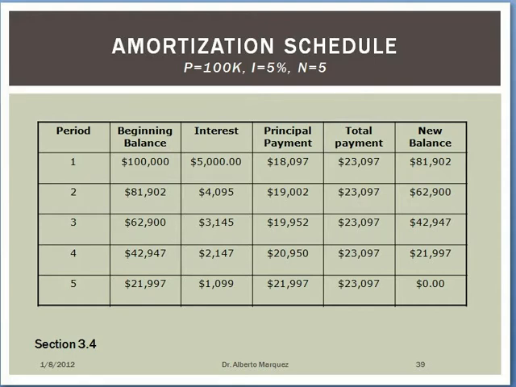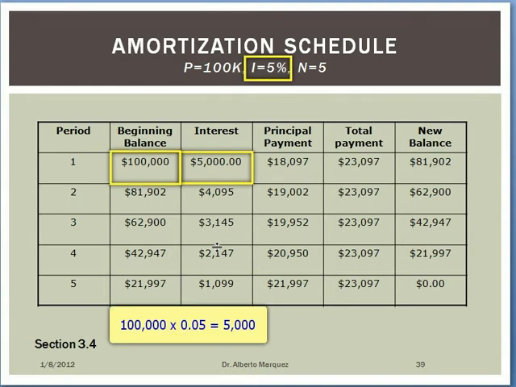A typical amortization table looks like the one you have right now on your screen. In this example, we have a loan for $100,000. The interest rate is 5% and the number of periods is 5. We can see that at the beginning of the first year, the beginning balance is 100,000, and then the interest, since it's 5%, we're going to consider $5,000 of interest at the end of the year. 5% of 100,000 is $5,000.